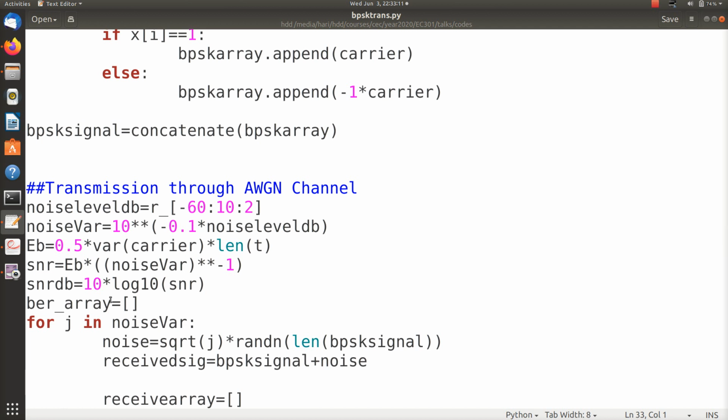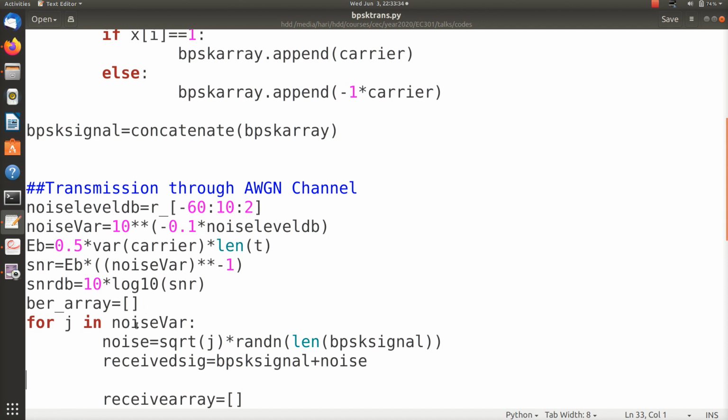For that I have to know how many bits are in error. Suppose I transmit 1000 bits. How many bits are in error? If I transmit 1000 bits and if 10 bits are in error, then the bit error rate is 10 by 1000. So for storing the BER values, I initialize a BER array, that's a blank array.